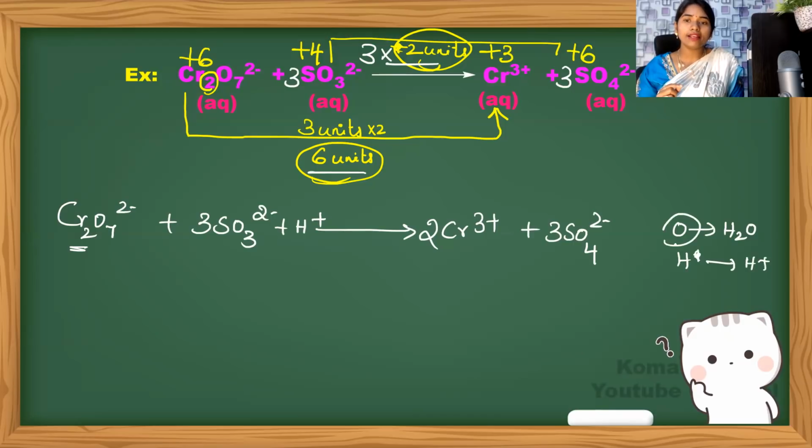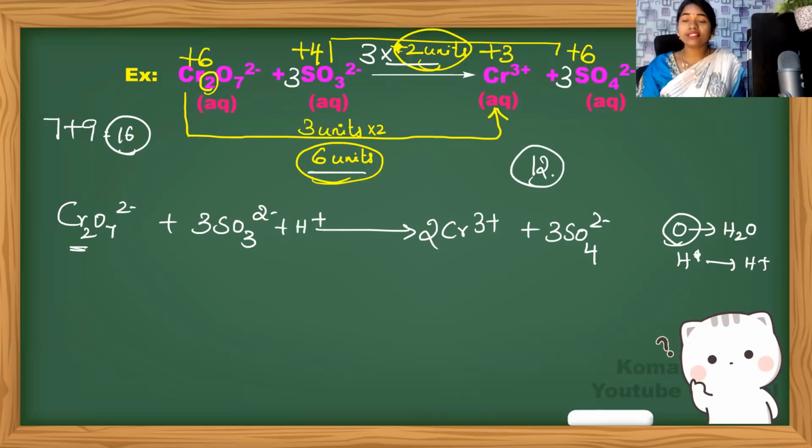So you need to balance oxygen. How can you balance oxygen? Just count the number of oxygens. Both the left hand side and right hand side should be equal. Here 7 plus 3 threes are 9, total 16 oxygens are there towards my left hand side. My right hand side, I'm sorry, 3 fours are 12, so 12 oxygens are present towards my right hand side. Here 16, here 12. What is the difference? 16 minus 12, 4 is the difference.